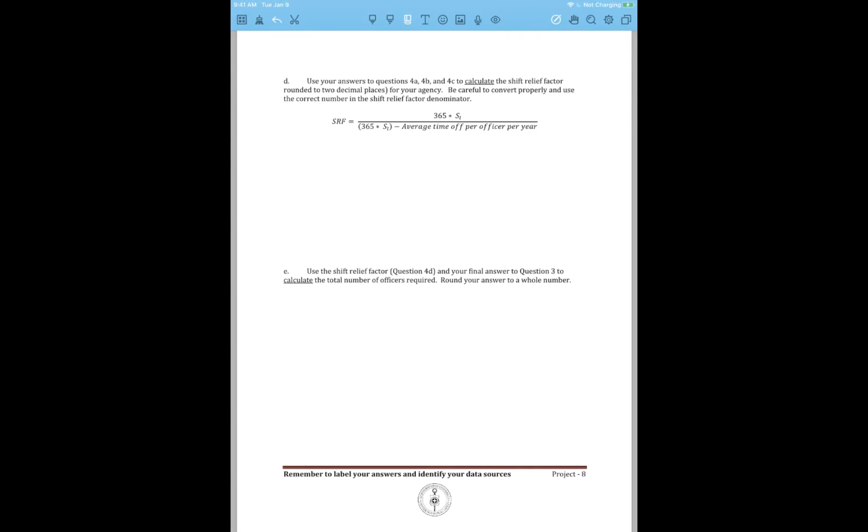And the time off consists of regularly scheduled time off. It consists of benefit time off, which is your vacation, your holidays, your sick leave, your PTO, as well as net comp time off. So we had to calculate those before we could do this calculation for the shift relief factor. So the formula is listed on the page here. It's 365 times your shift length divided by 365 times your shift length minus that number that we just calculated, the average time off per officer per year.